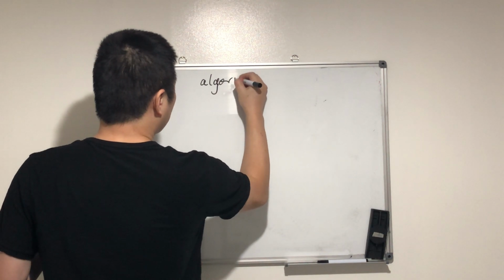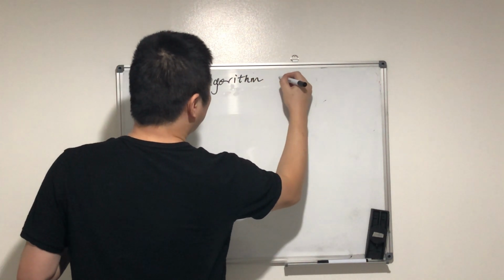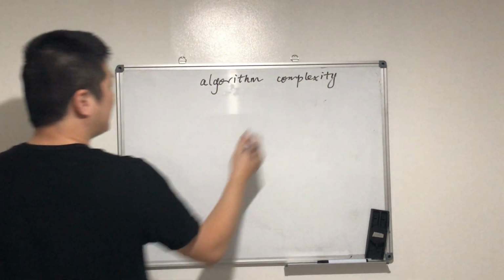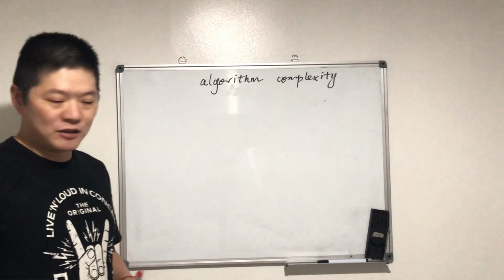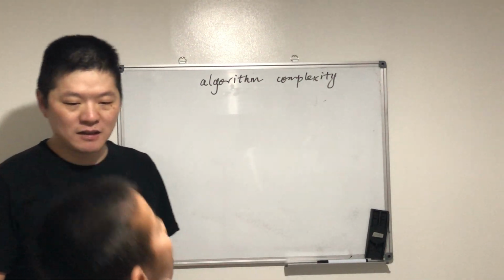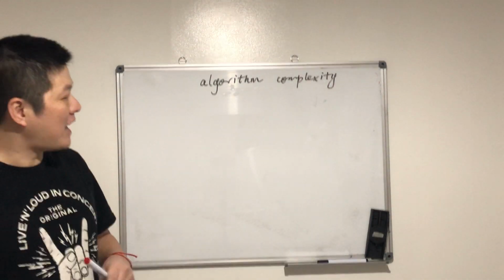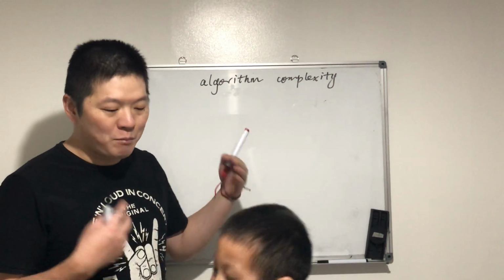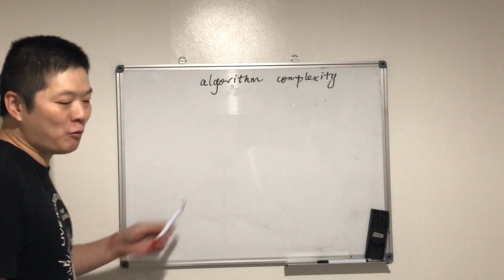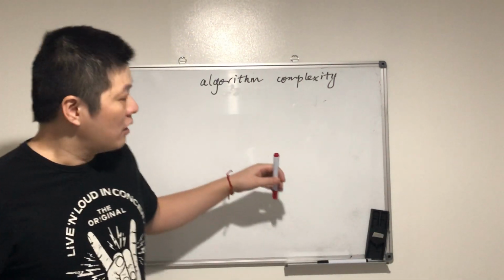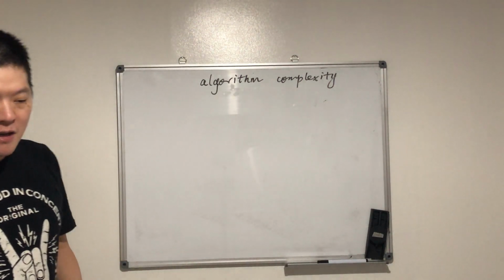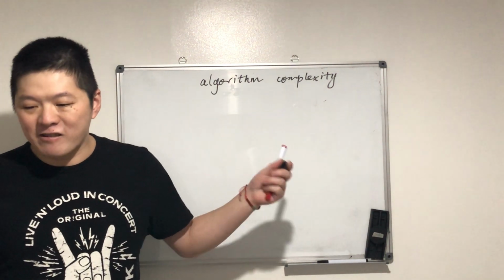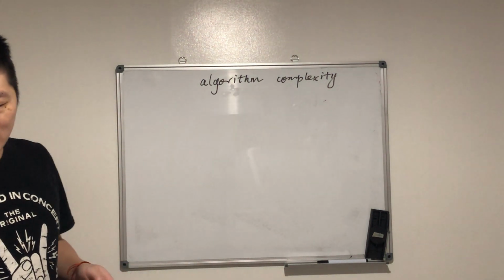Okay, so today we'll talk about something very interesting called the algorithm. What is an algorithm? Algorithm complexity. Do you know this word, complexity? It means it's complex, very hard. So why do we need this? Because it's a way that we analyze how efficient an algorithm is.